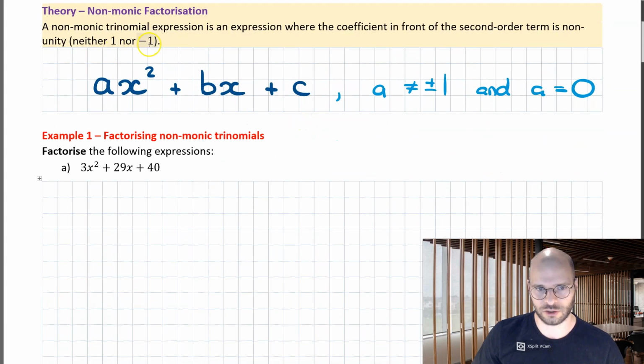A non-monic trinomial expression is an expression where the coefficient in front of the second order term is non-unity. In other words, it's neither 1 nor -1. In this instance here, we see there's an a. This a represents a number that's neither 1 or -1. And by definition, it cannot equal 0 either, otherwise it wouldn't be a trinomial. What we're going to do is look at how we can factorize these using the sum and product method.